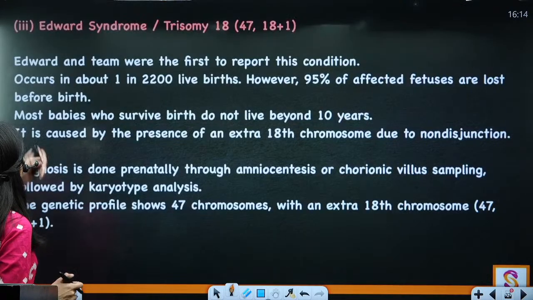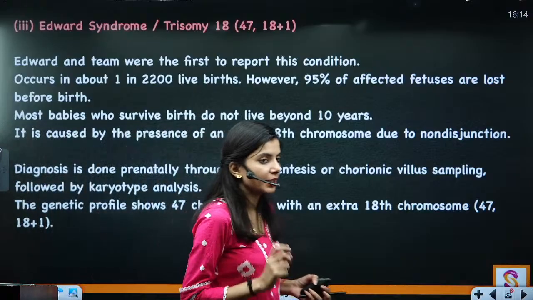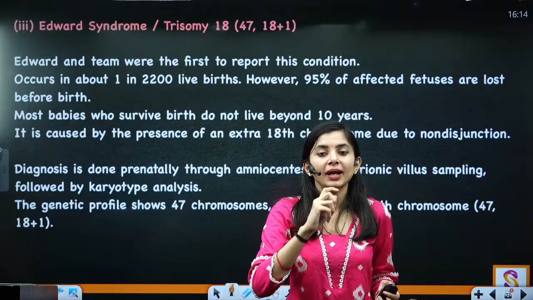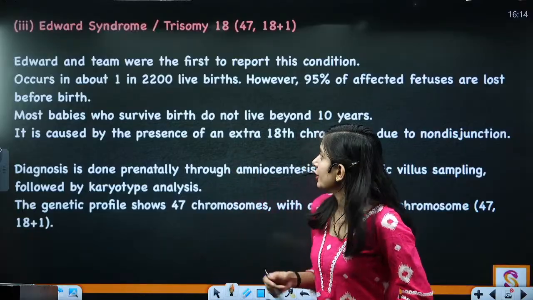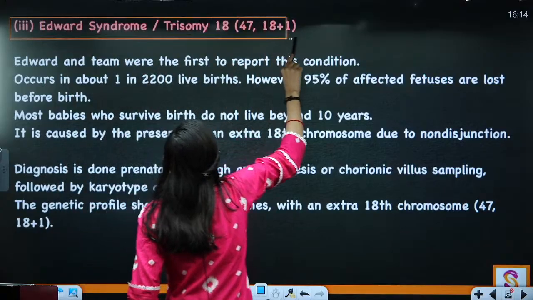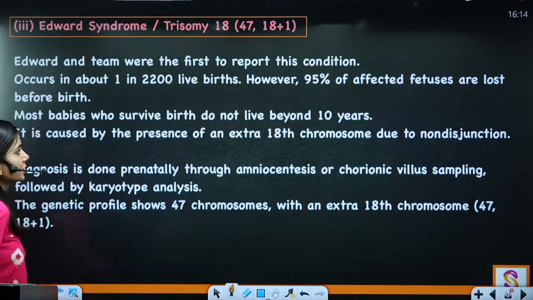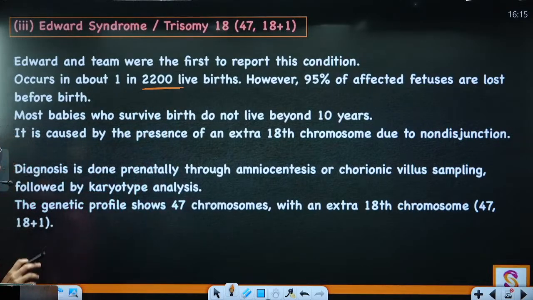Now moving forward to the next part, that is Edward syndrome. This time you need to remember the name. Again I'm repeating, Down syndrome is the 21st chromosome, addition in 21st, Patau in 13, Edward in 18th. So what would happen in case of Edward syndrome? Edward and team were the first to report this condition. It occurred in about 1 in 2200 live births. 95% of affected fetuses are lost before birth.